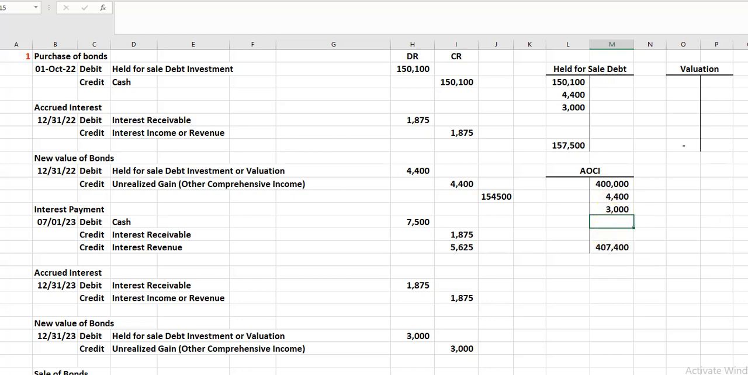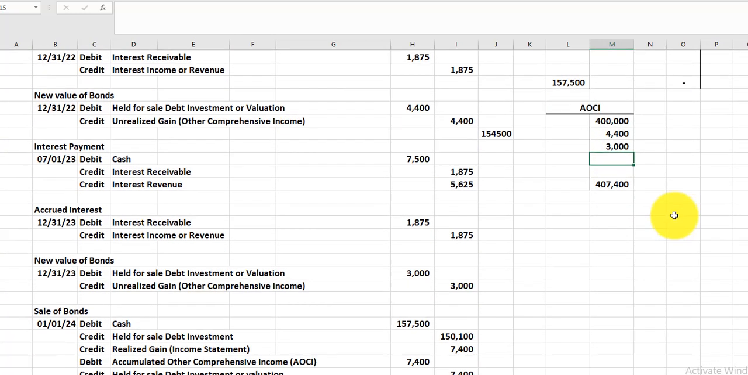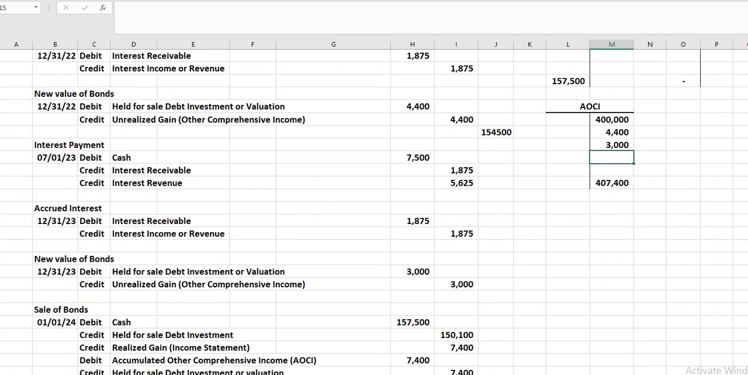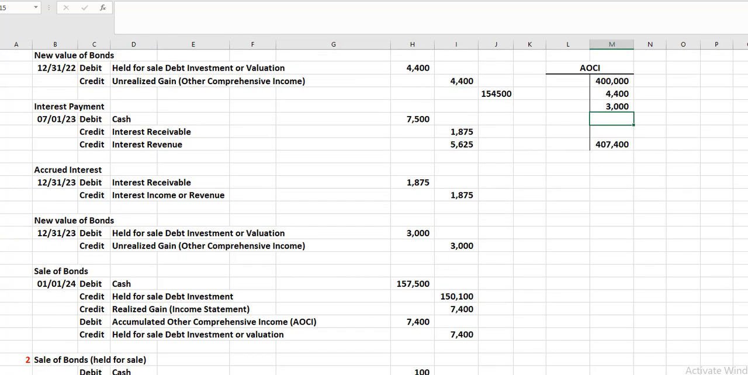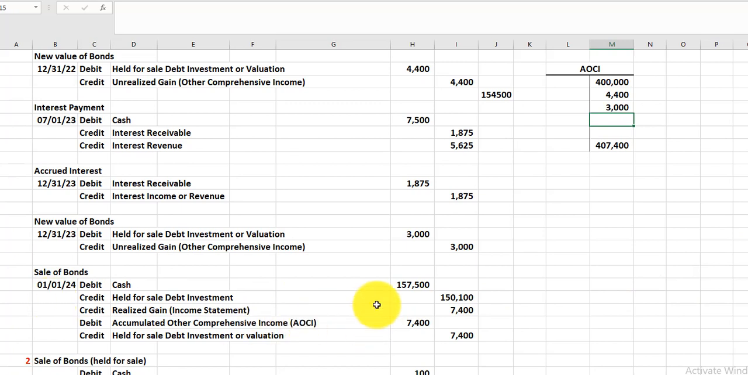So what is our AOCI at the end of 2023? It is 407,400. And our held for sale debt is 157,500, or it's 150,100 and you have valuation for 7,400, whichever you prefer. And then you sell it. We get the cash. Record that.